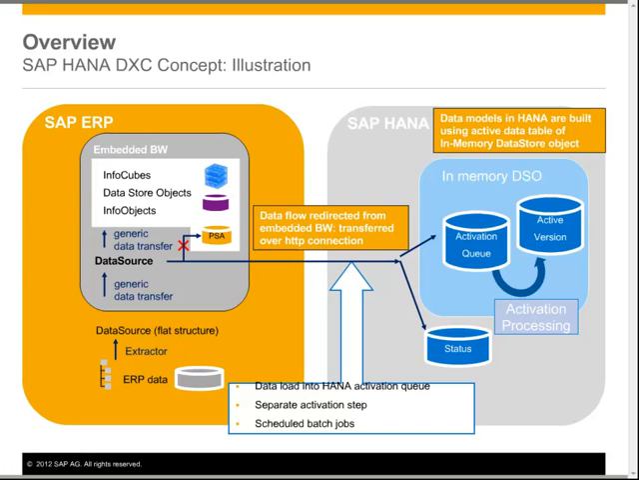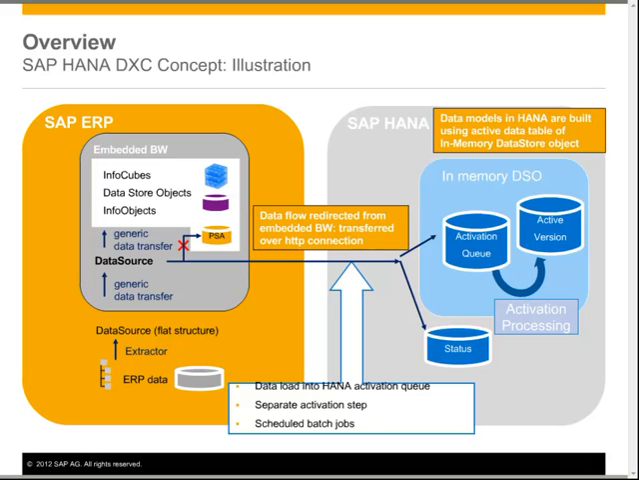With the default DXC configuration, we utilize the scheduling and monitoring features of this embedded BW system, but we do not utilize its other aspects such as storing data, data warehousing, reporting, or BI. The DXC extraction process essentially bypasses the normal data flow and instead sends data to SAP HANA.